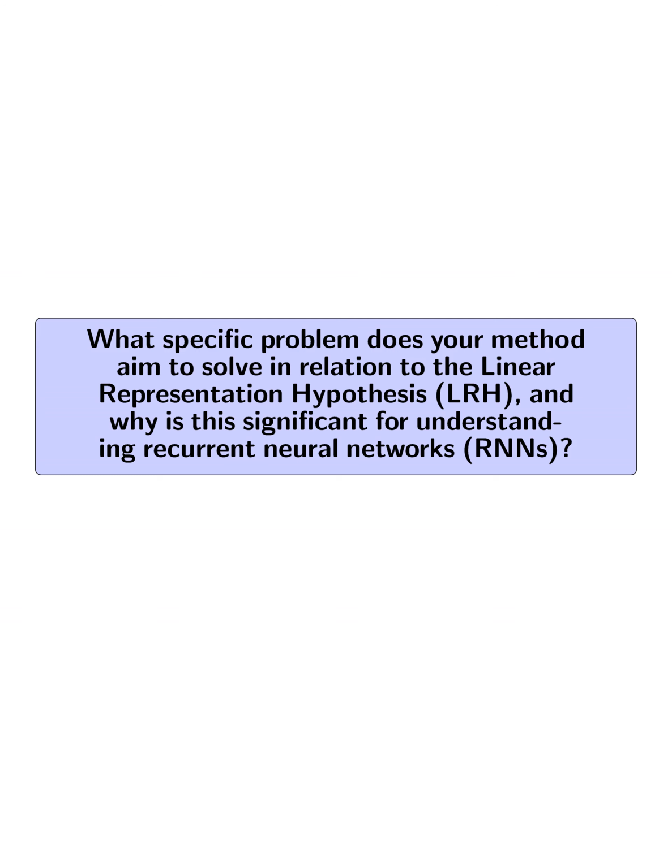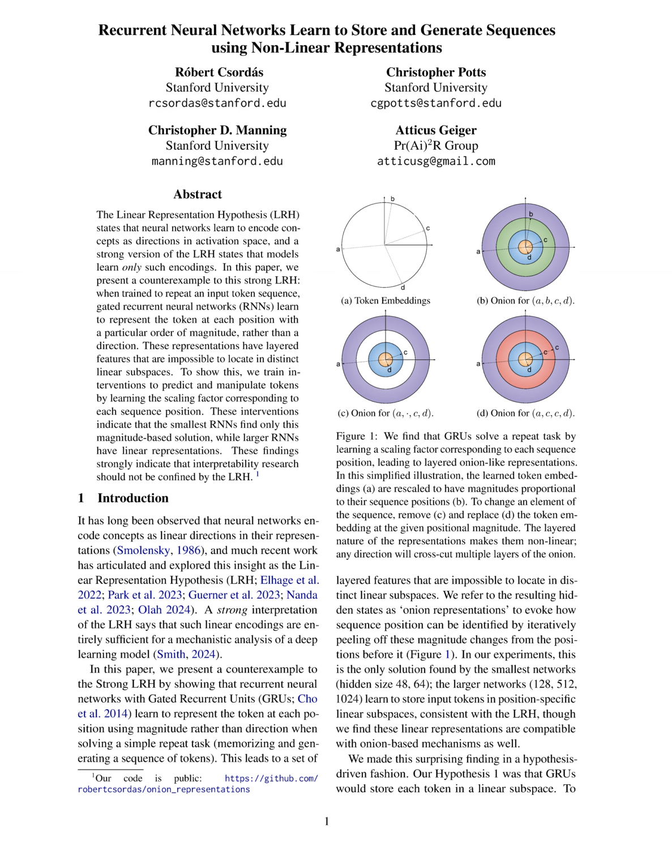What specific problem does your method aim to solve in relation to the linear representation hypothesis, LRH, and why is this significant for understanding recurrent neural networks, RNNs? Our method aims to challenge the strong linear representation hypothesis, LRH, which posits that all concepts in neural networks are represented as linear encodings in distinct subspaces.